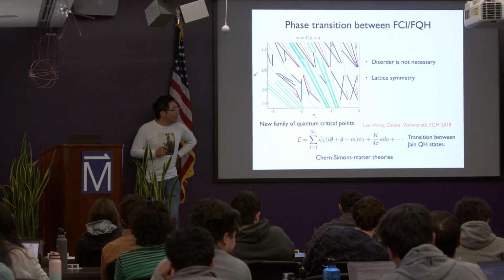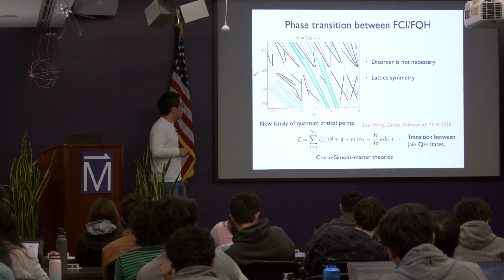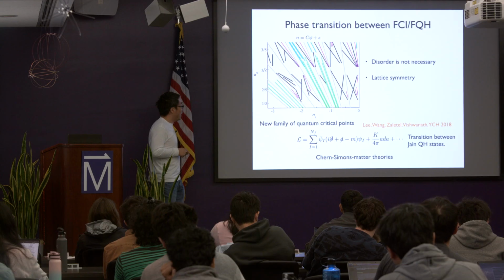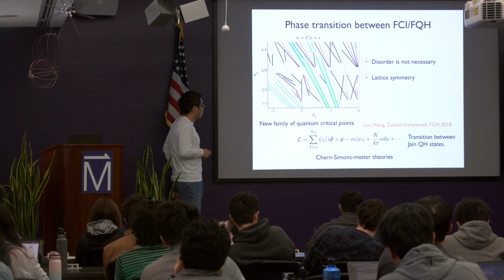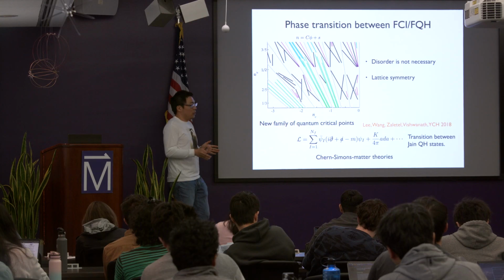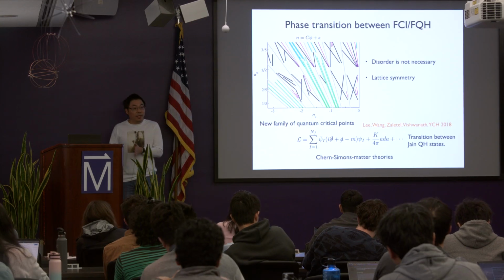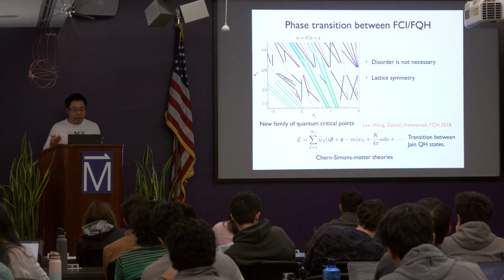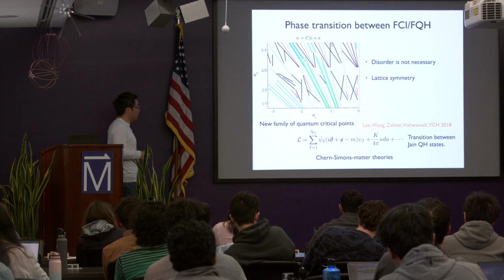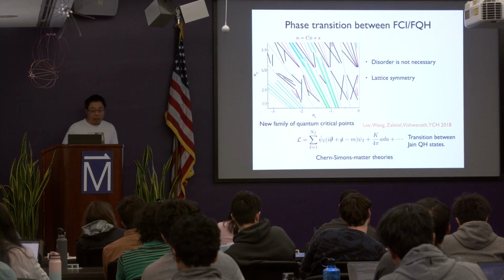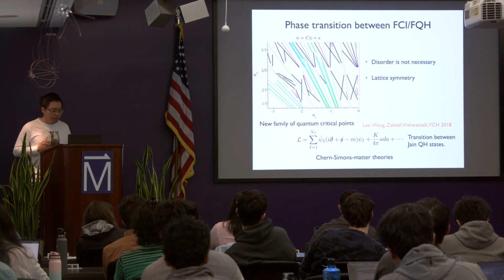And a nice thing is that here, due to lattice potentials, you can use translation symmetry to make multiple flavors of Dirac fermions gapless simultaneously. So you don't need any extra fine tuning to realize this entire family of Chern-Simons matter theories.